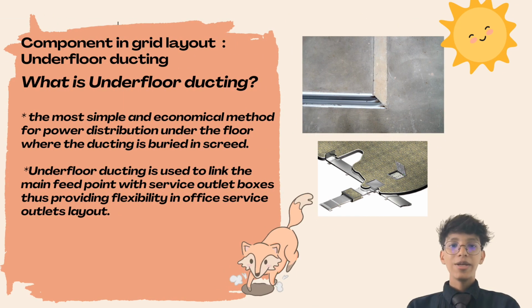The next component in grid layout is underfloor ducting. Underfloor ducting is the simplest and most economical method for power distribution under the floor, where the ducting is buried in a grid. The function of underfloor ducting is to link the main feed point with service outlet boxes, thus providing flexibility in office service outlet boxes.